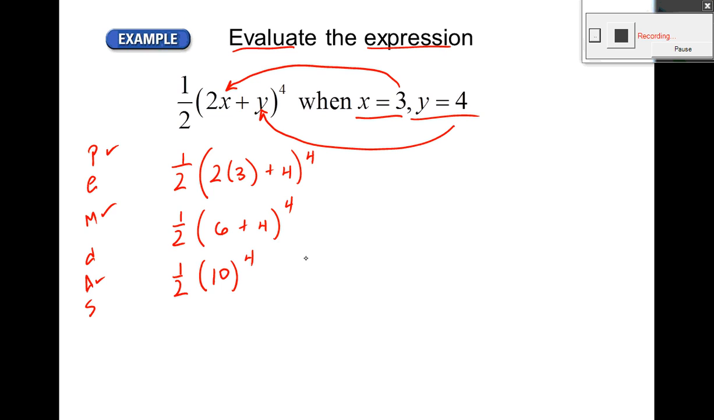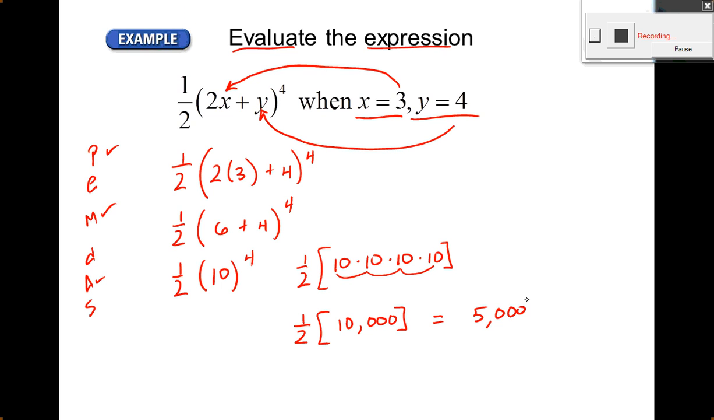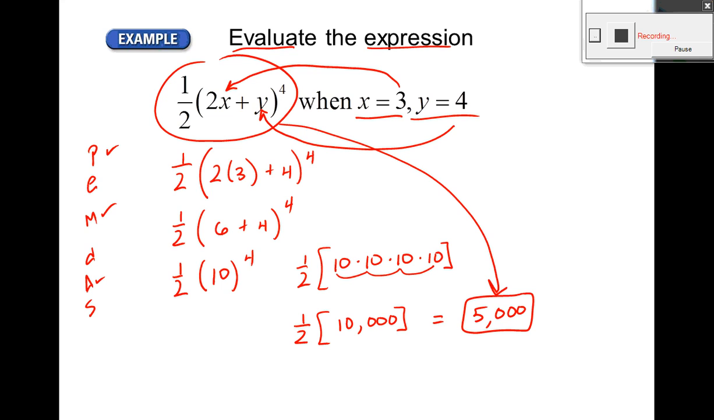10 to the 4th power is 1 half. That literally means 10 times 10 times 10 times 10. 10 times 10 is 100. 100 times 10 is 1,000. 1,000 times 10 is 10,000. So this is 1 half of 10,000, which should be, of course, 5,000. So this expression right here has a value of 5,000 when x is 3 and y is 4.